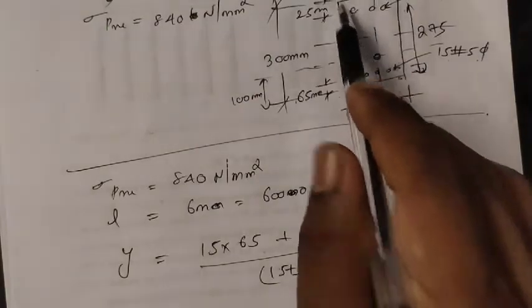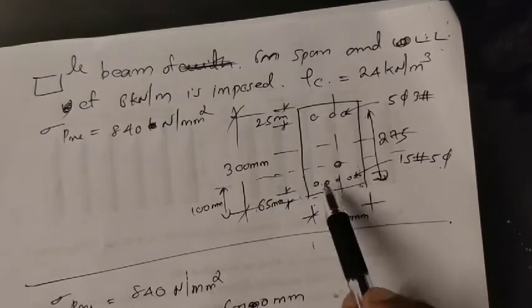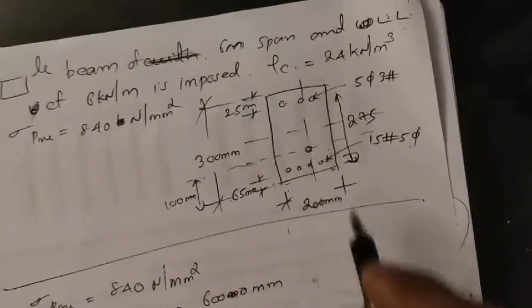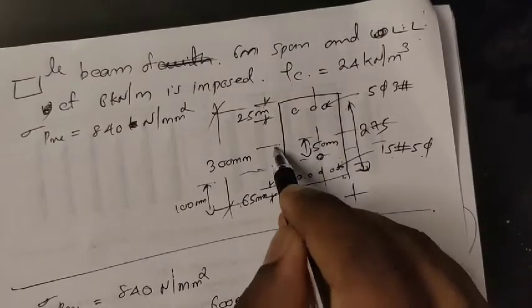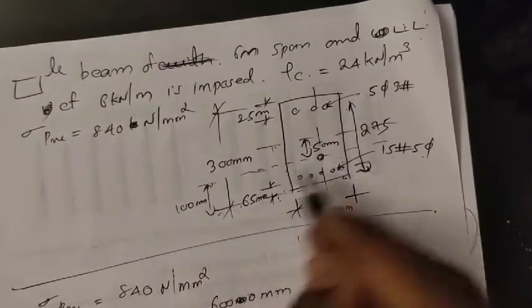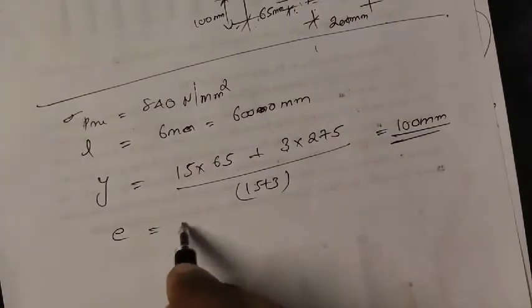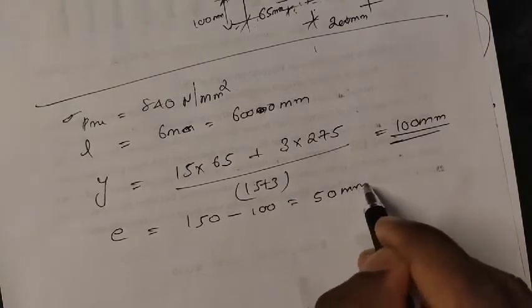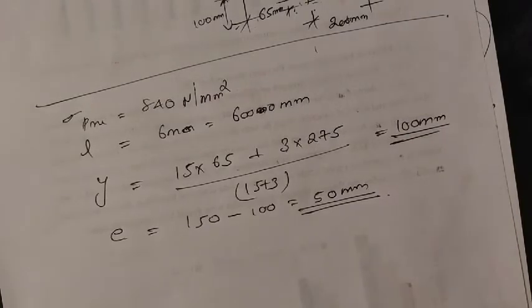The beam is 300 mm deep, and its center is at 150 from the bottom. The steel wire acts at 100 from the bottom. So this is the eccentricity, that is 50 mm. Total is 150, this is 100, so eccentricity is 150 minus 100, equal to 50 mm. Right now we have calculated the eccentricity of the wires.